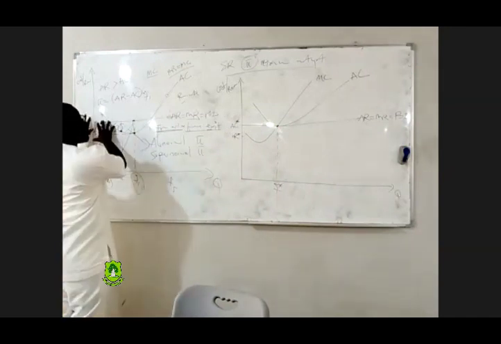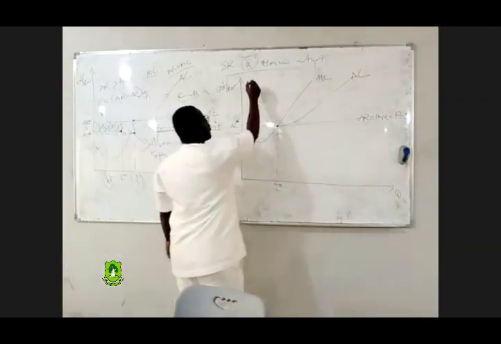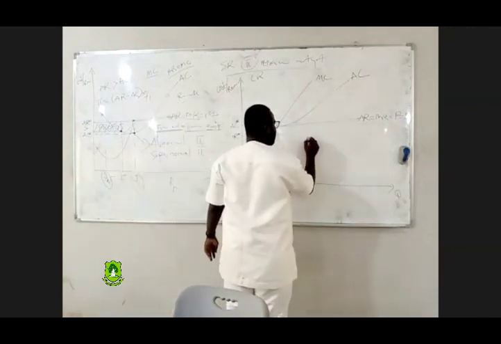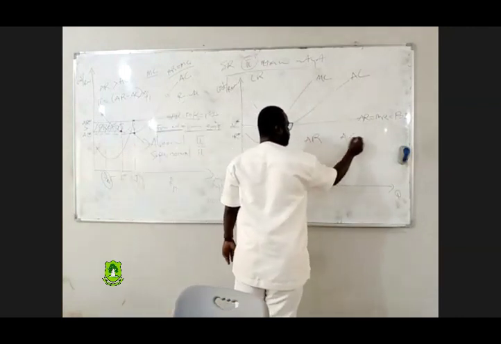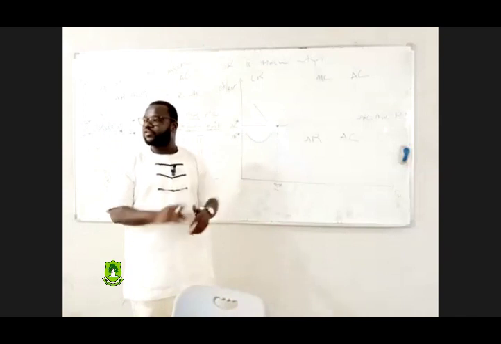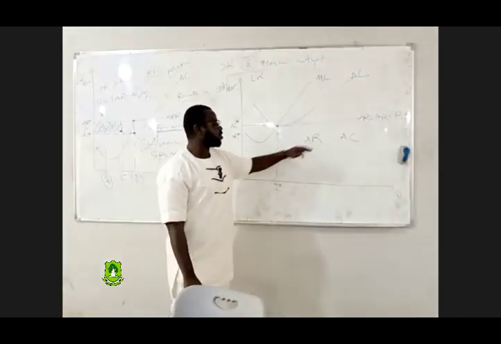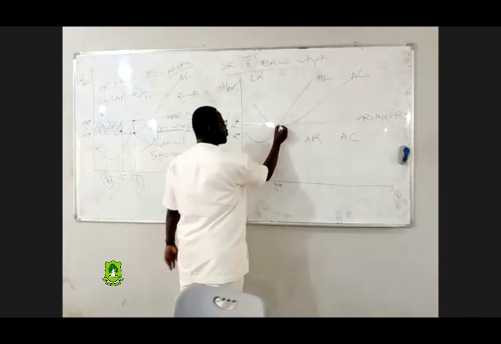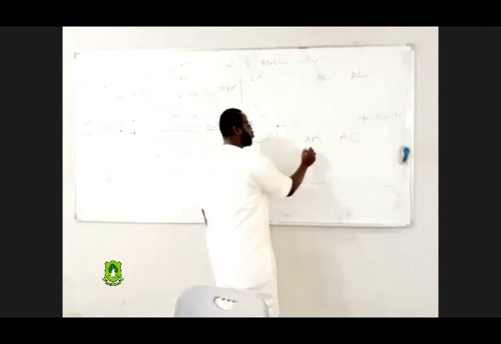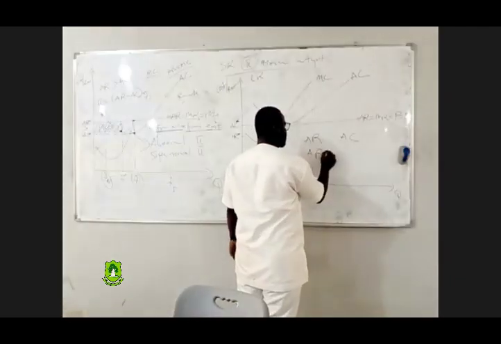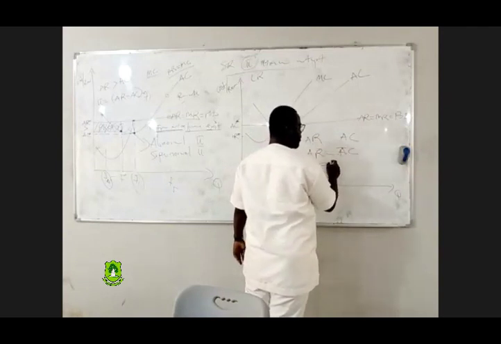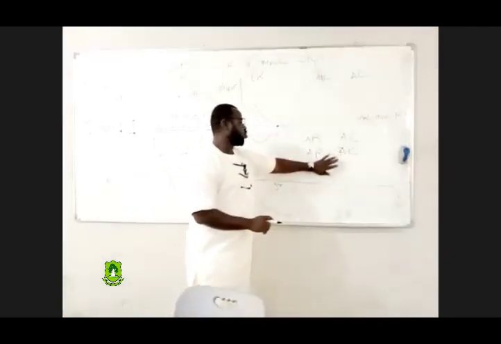Remember here, we are moving from short run to long run. In the long run, average revenue and average cost are what we will be comparing to know whether we are making a loss or a profit. In this particular case, the average revenue at this output is here, and the average cost is also here. So average revenue minus average cost, you will get 0. So here, it is break even.